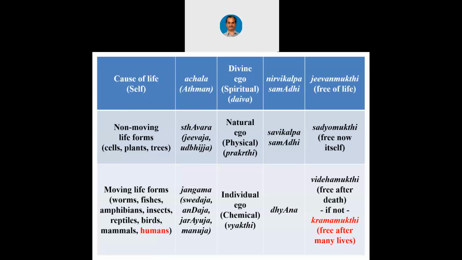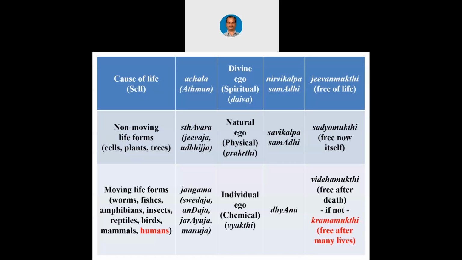Now in the case of non-moving life forms or Sthavara, there is an ego there, but that is a natural ego. The ego by means of which the leaves grow, the ego by means of which the flowers bloom, the ego by means of which the creeper goes around a tree. Now that is physical, and that we call it as Prakriti. So can we say nature has ego? In nature, do these plants and trees have ego? Yes, they have. A root can go down in search of water, and if there is a stone in between, the root grows around the stone. That means the root knows that it has to search for water.